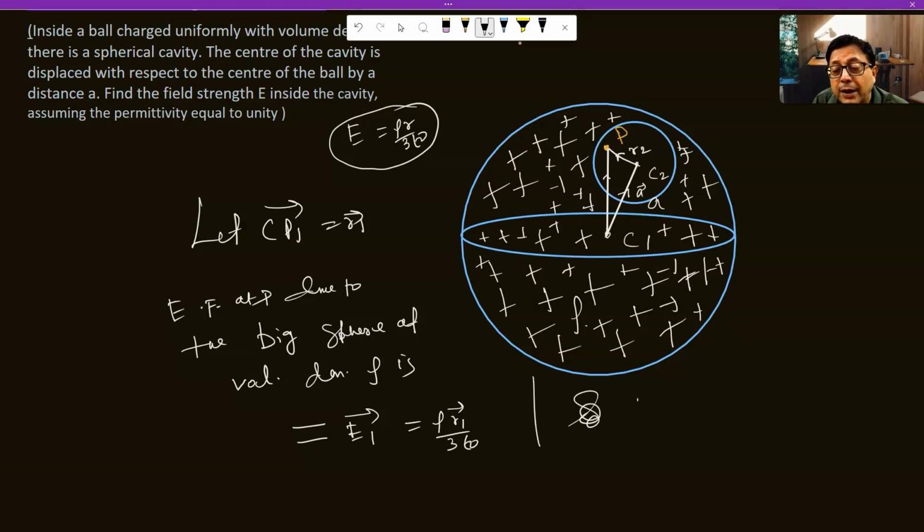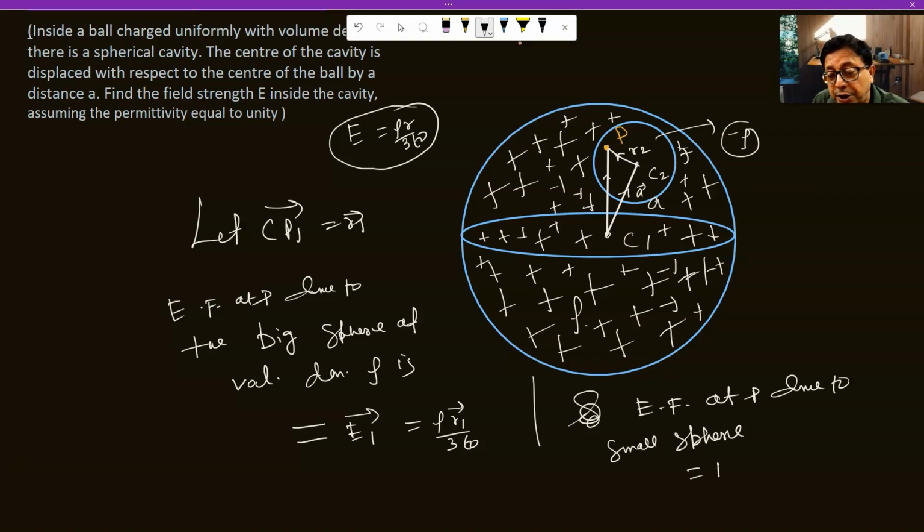Similarly, electric field at P due to this small sphere, its volume density is what? I told you minus rho. Due to the small sphere it is E2, which is given by minus rho R2 by 3 epsilon 0. Hope you have understood. Am I correct? I think you have understood. There is no problem in it. So it is minus rho R2 by 3 epsilon 0.